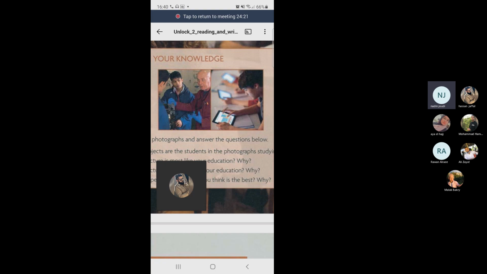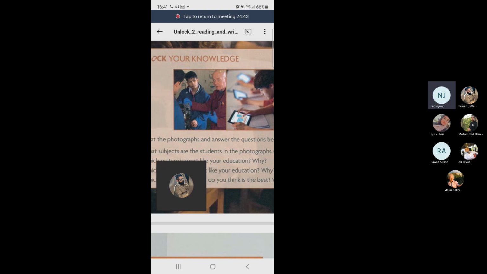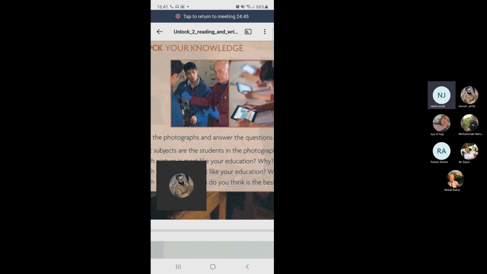So it's very clear that this group of students are learning in a new trendy way using a technological device, which is a tablet. What about the students on the left side? The students on the left side also are learning, and they have a device, but it's maybe not technological.